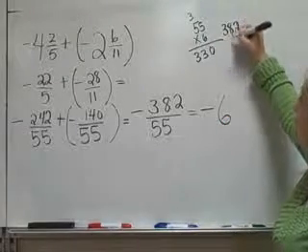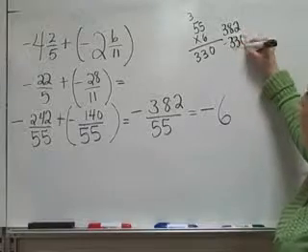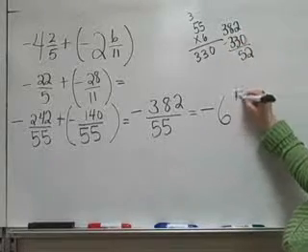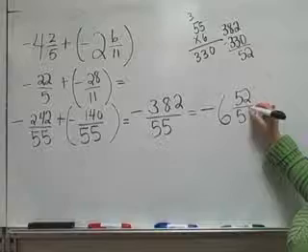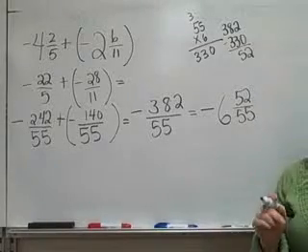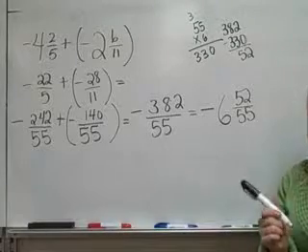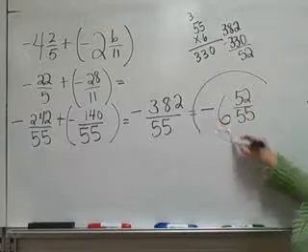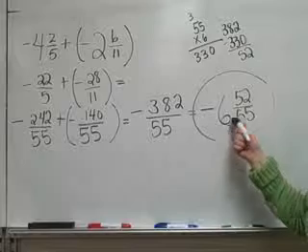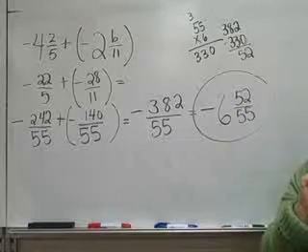I have 382 minus 330. It's going to be 52 left over. 52 over 55. And if I think about it, is there a number that goes into 52 and 55? No, I think that's simplified the way it is. So my answer is negative 6 and 52/55.